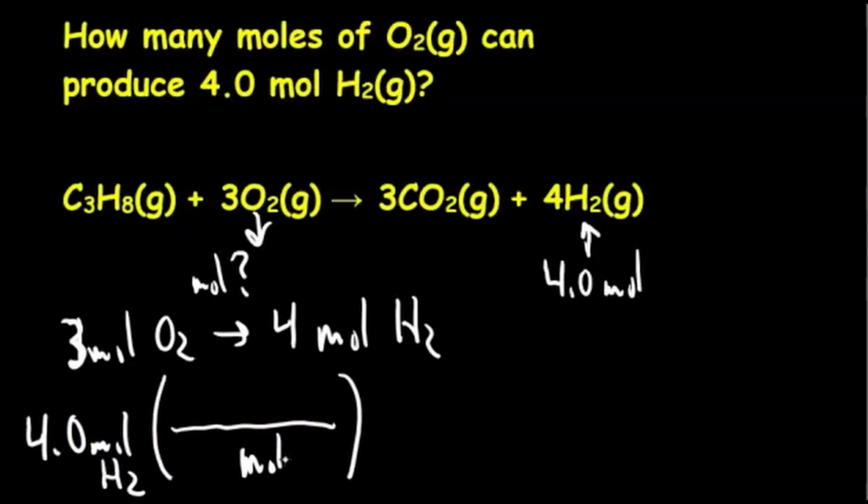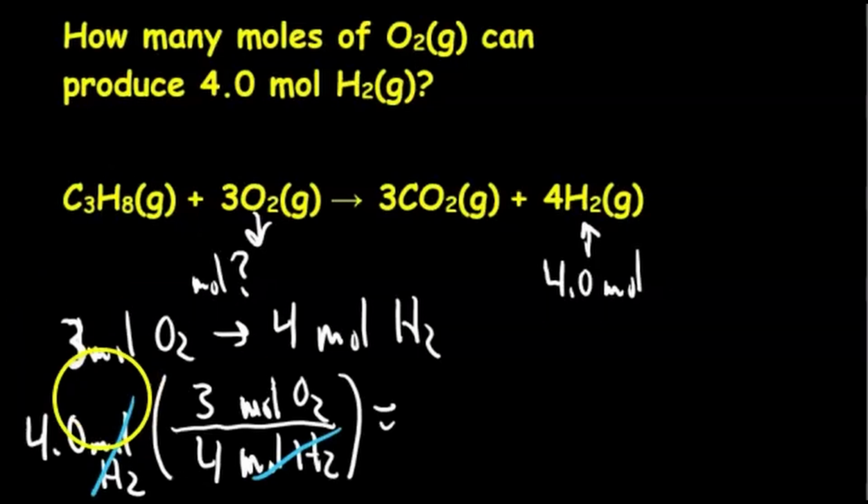We have to cancel out moles of whatever it is. We've got to make sure that if it's moles of H2, it cancels out with moles of H2. We can't cancel out moles of bananas if this was bananas, and moles of eggs down here. That doesn't work at all. So we want moles of O2, and every time 3 moles of O2 react, we produce 4 moles of hydrogen. So our moles of hydrogen cancel out, and so does the 4, so we're left with 3.0 moles of O2.